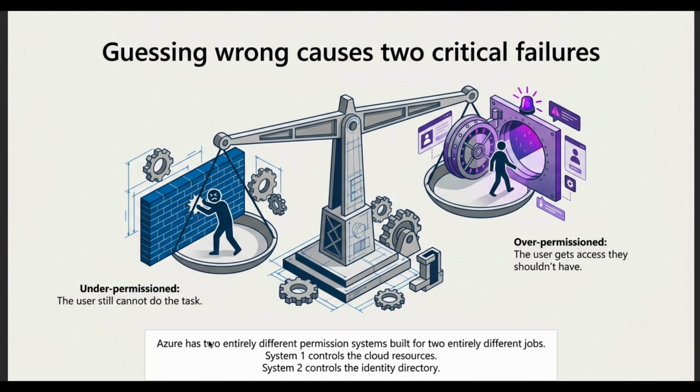So Azure has two entirely different permission systems for two different jobs. One is for Azure resources and the other is for the Entra directory itself. To give an idea, the cloud resources here means your virtual machines, your management group, your subscription, your resource group, and the identity directory is your Entra ID. Right? So Entra ID is an instance that is given to each organization that signs up in Azure, and it has a direct relationship with your tenant.